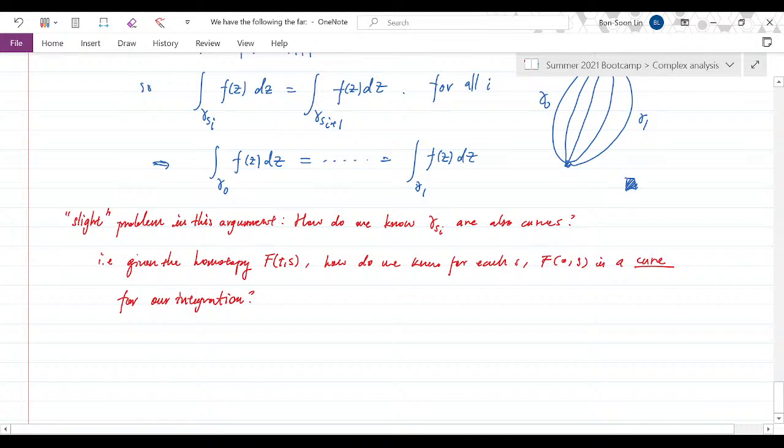So we know that fixing the s, what we will get is continuous. So we know this is continuous. Let's just put in t. Curve in t. We know this is continuous in t. But for our integration, we demand the curve to be piecewise smooth.